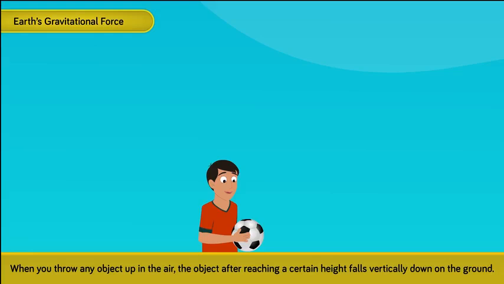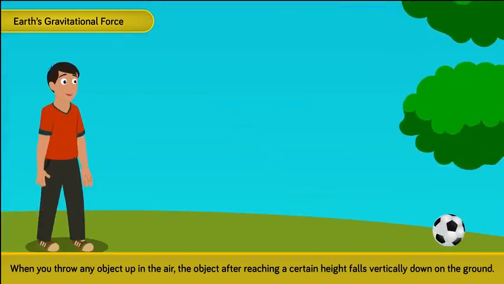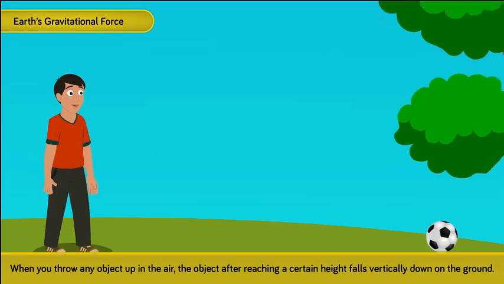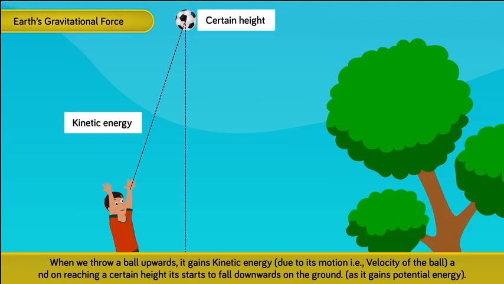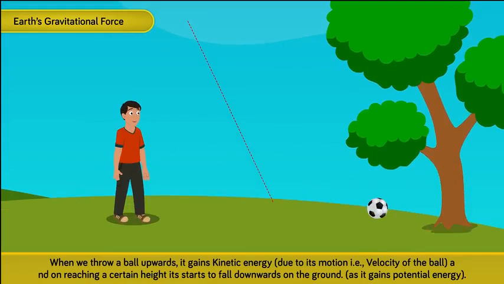As we can see in the picture, when you throw any object up in the air, the object, after reaching a certain height, falls vertically down on the ground. Example, when we throw a ball upwards, it gains kinetic energy due to its motion, that is, the velocity of the ball, and on reaching a certain height, it starts to fall downwards on the ground as it gains potential energy.